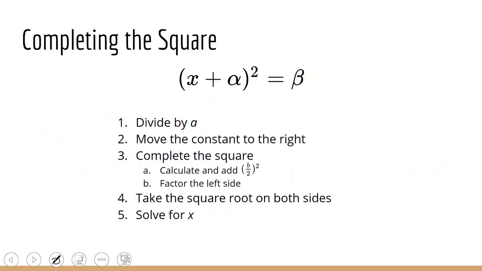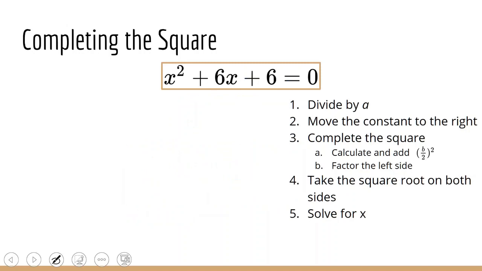The next method is completing the square. So this requires rearranging the equation into this form over here. Let's go ahead again and complete these steps by following an example. Firstly, we need to divide by a. In our case, a is just 1, so we don't have to actually worry about this step, and move on to 2. Move the constant to the right. So I'm going to go ahead, take my equation, x squared plus 6x is equal to minus 6.